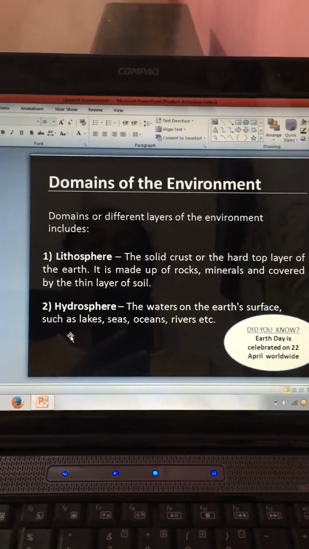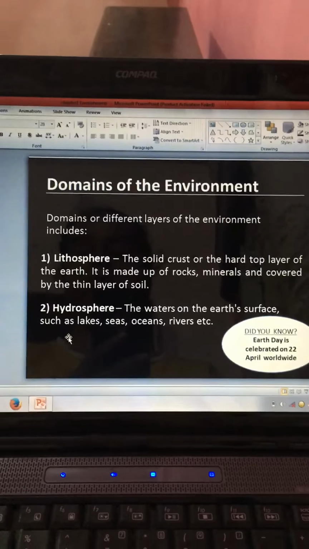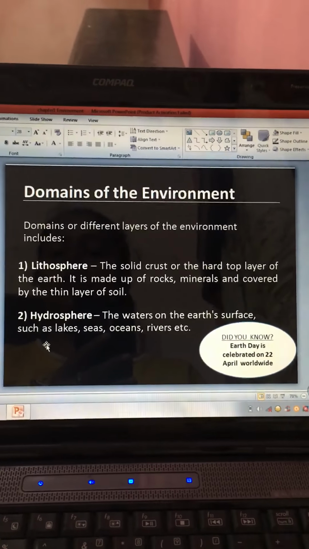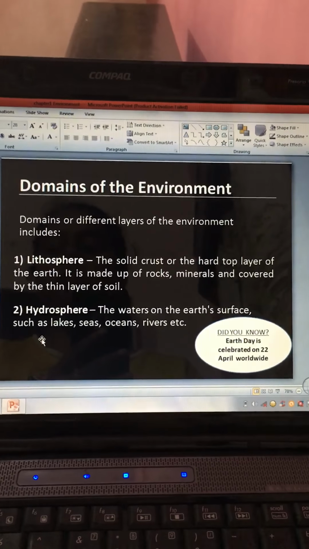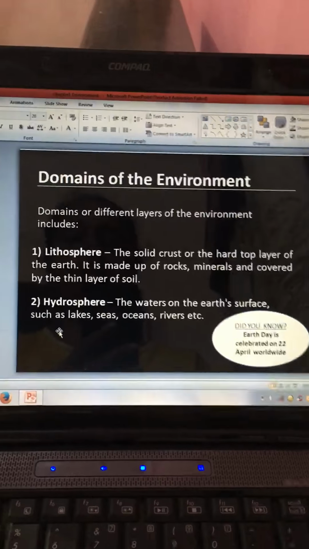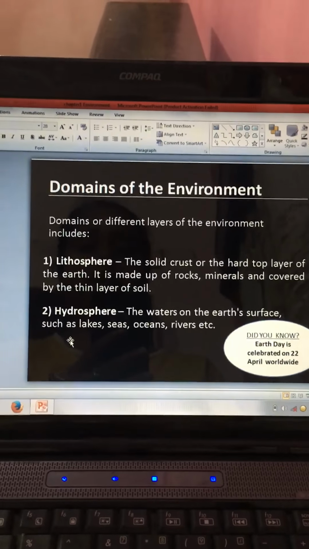Today, we are going to start with domains of the environment. Before going to start, here is a question. Did you know World Environment Day is celebrated on 5th June every year? Yes. So, let's begin with the topics.